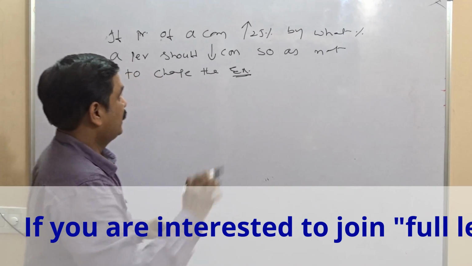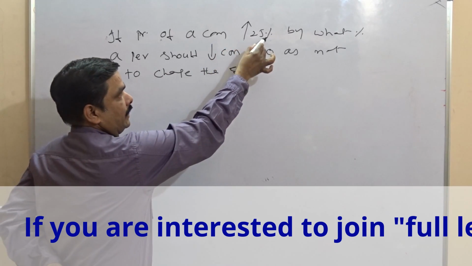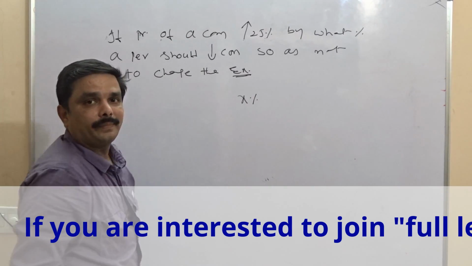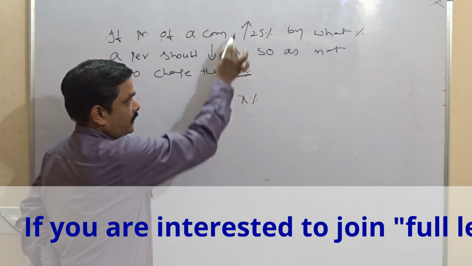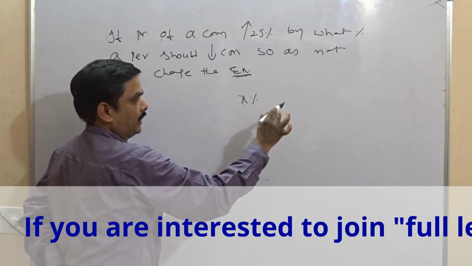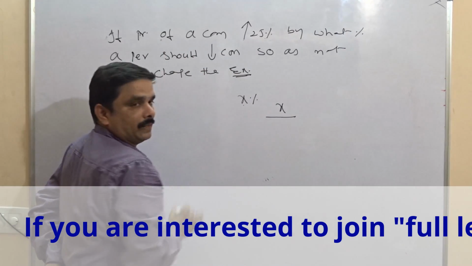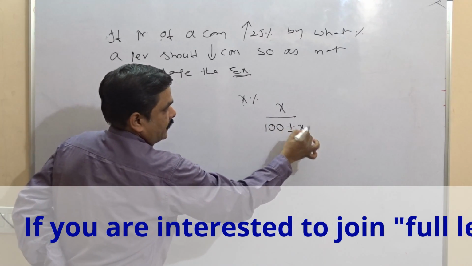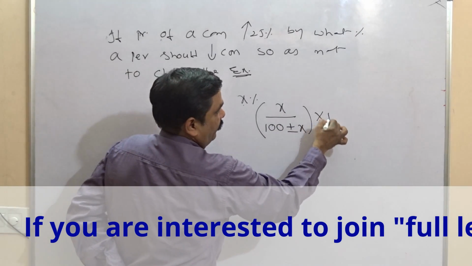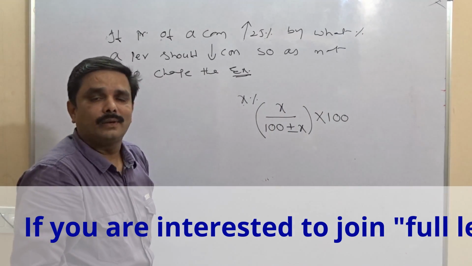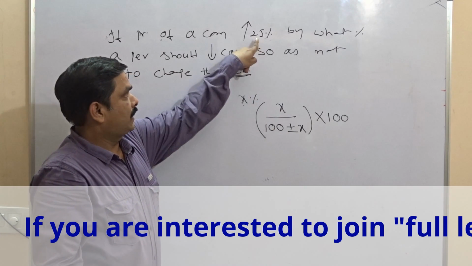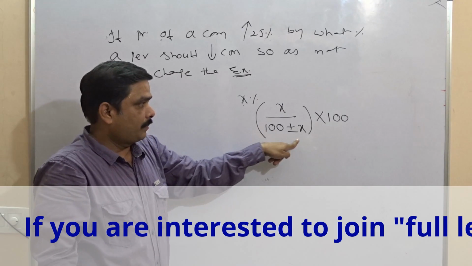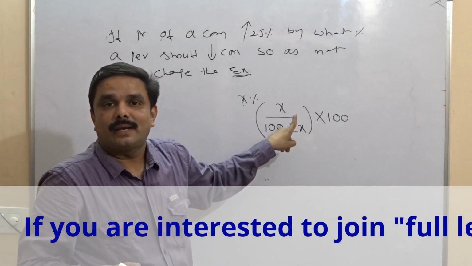Now let us take it in this way. Suppose it is increased or decreased, whatever it may be. Take that percent as, let us say, X percent. If it is X percent, for this type of questions, the direct formula is X divided by (100 plus or minus X), into 100. So direct one we can go for. Plus we will use in case the price of the commodity is increased. We will use minus when price of the commodity is decreased. As simple as this.